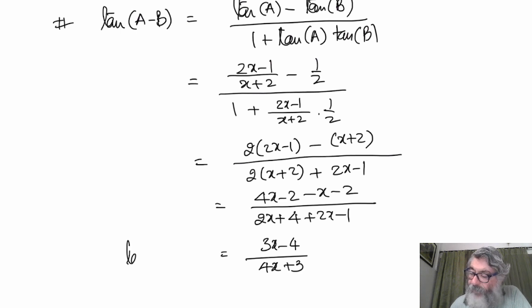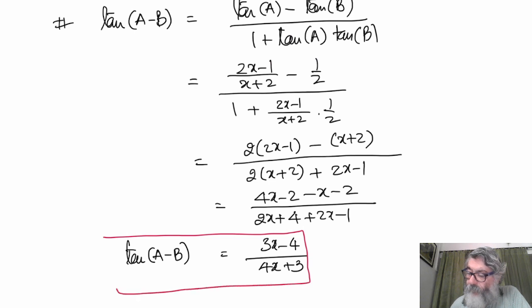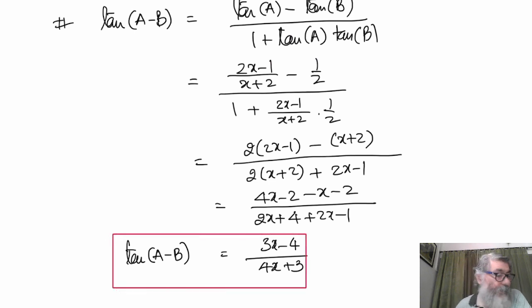tan(a minus b) is equal to this. We have got the value of tan(a minus b) as (3x minus 4) upon (4x plus 3).